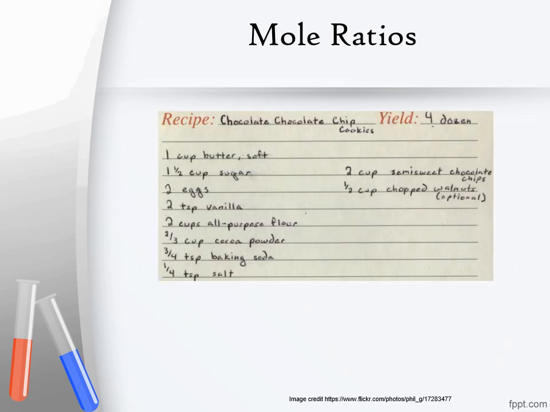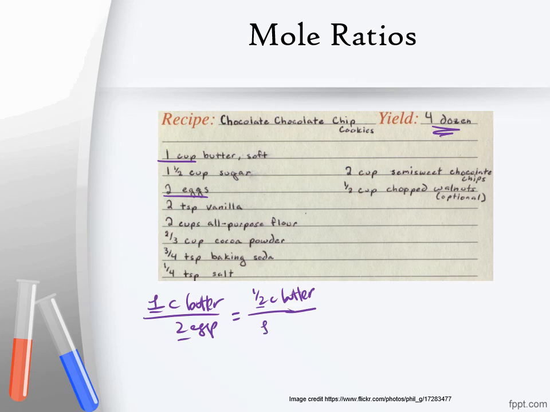Just like we can scale up our recipe, we can scale up our balanced equations. I could write some ratios for ingredients in this recipe. For every 1 cup of butter, I need 2 eggs. That will allow me to scale up and down my recipe. Maybe I only have half a cup of butter in my fridge right now, and so I can scale down my recipe. 2 eggs for 1 cup of butter, but I only have half a cup of butter. That means I can only use 1 egg in my recipe.